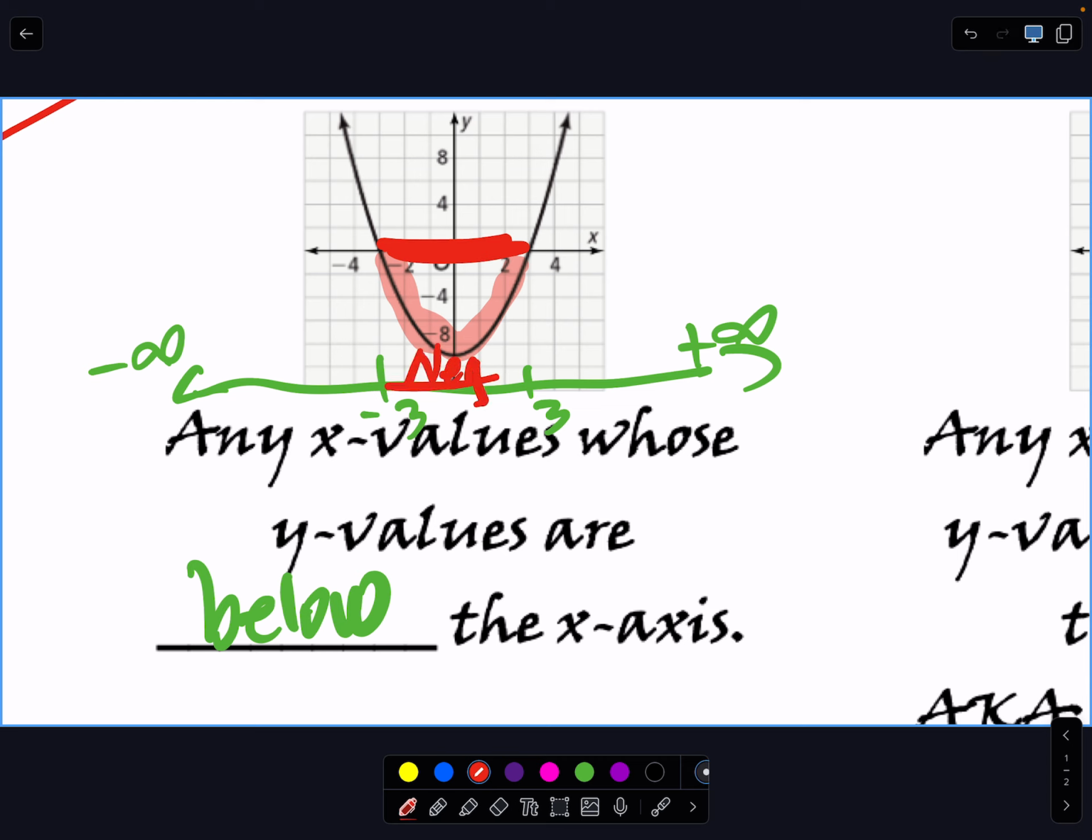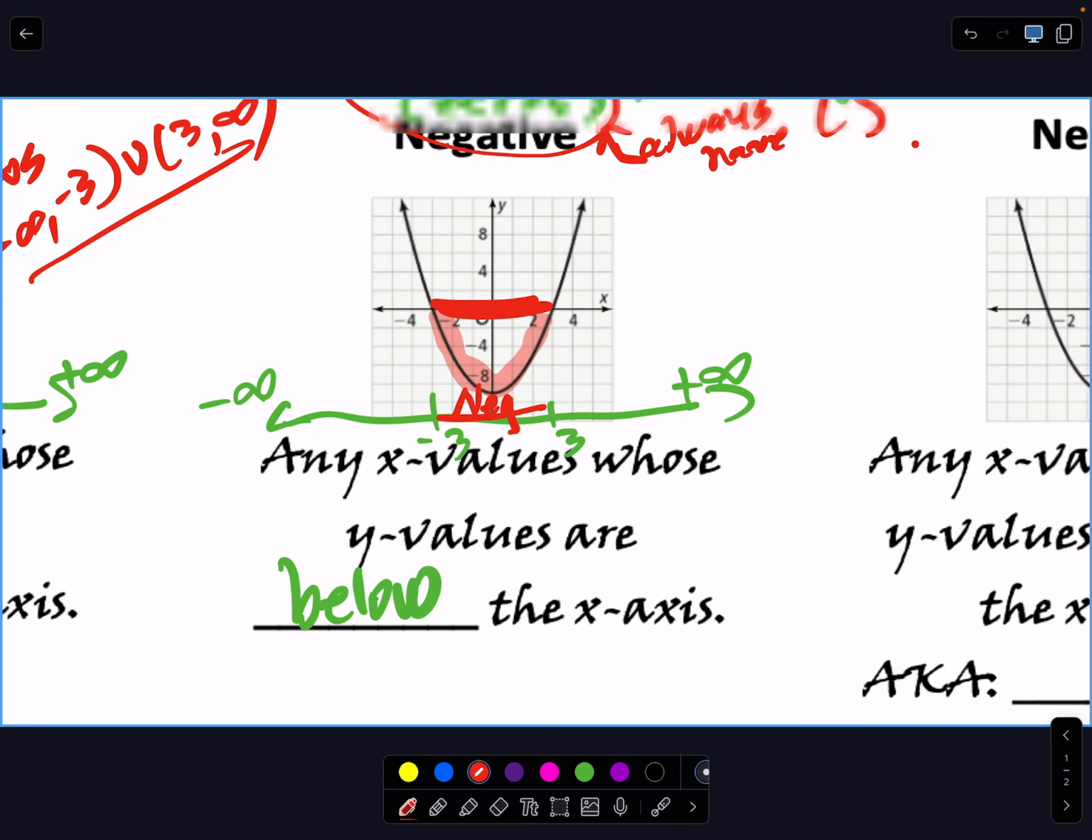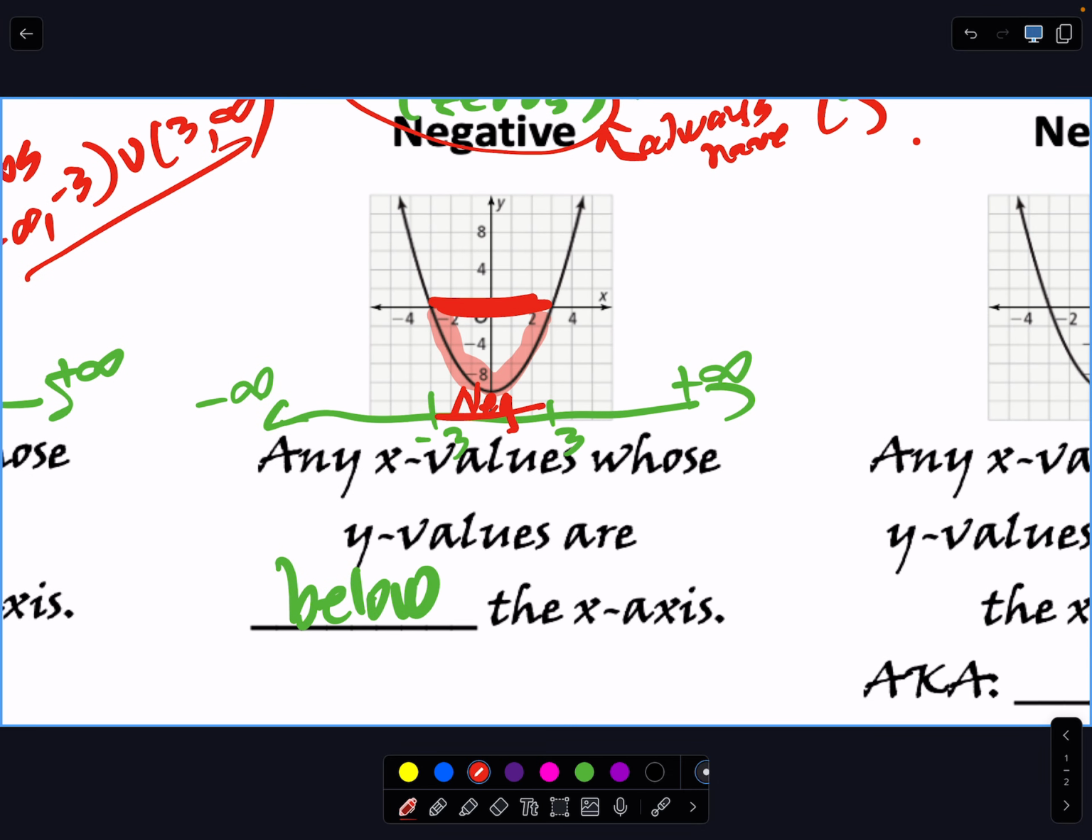It's negative for those values, the x values between -3 and 3. So your negative interval is -3 to 3. And -3 and 3 are both x-intercepts, so they have to be parentheses. The function is not positive or negative there. It isn't.